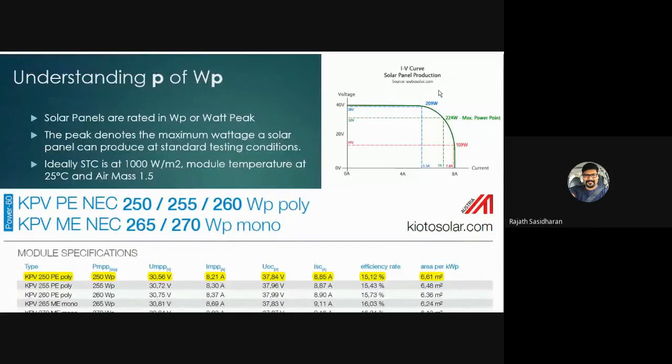So here we will find the MPP right beneath. It's highlighted in the green line. So that's the maximum power point of a solar photovoltaic panel. When we multiply the VMPP by the current, we get the rating of the panel. So that's why the panel is rated in watts peak.